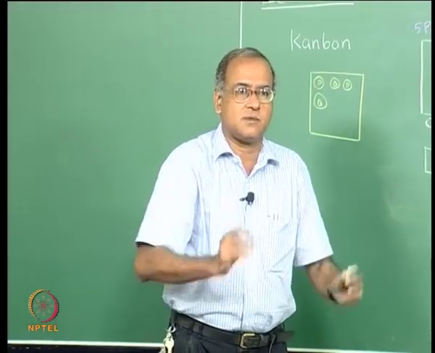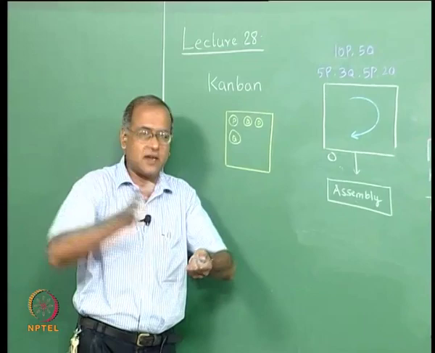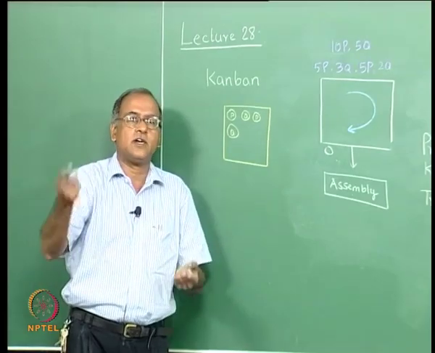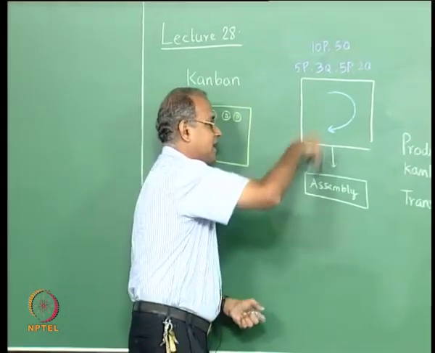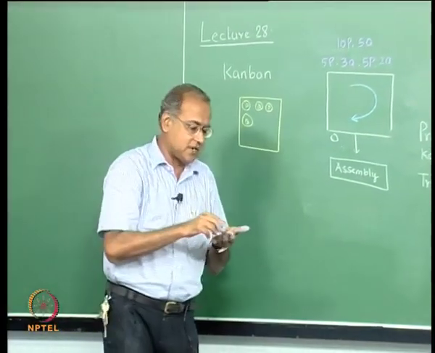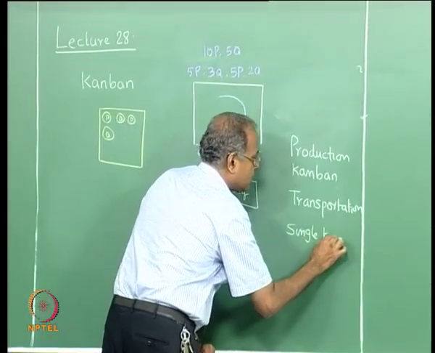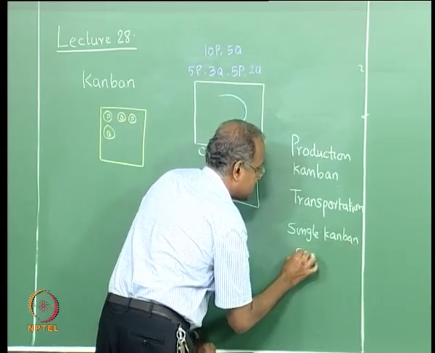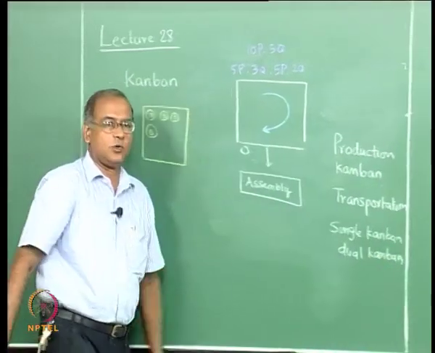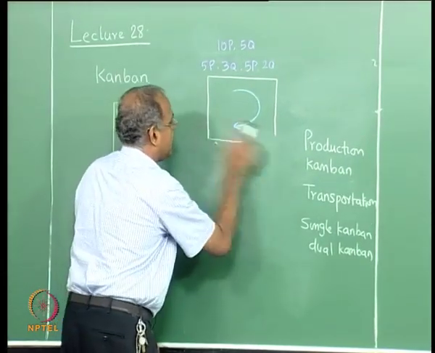So, dual Kanban systems essentially means that the containers are in an area that is slightly away. So, there will be a production, there will be a transporter separately who will do the transportation Kanban. The other example that I gave is a very tight example. So, both production and transportation is done by the same person, and in such cases it is called single Kanban system. So, you have single Kanban system versus dual Kanban system.